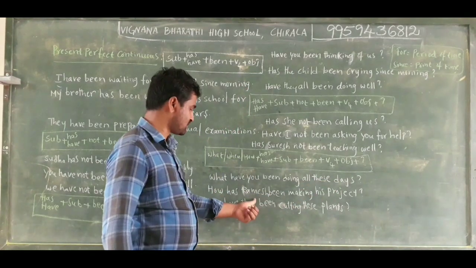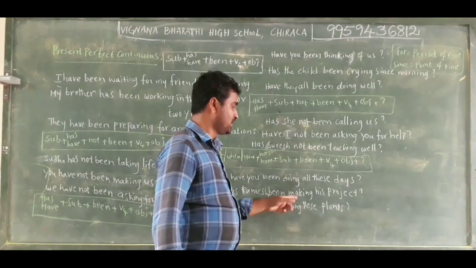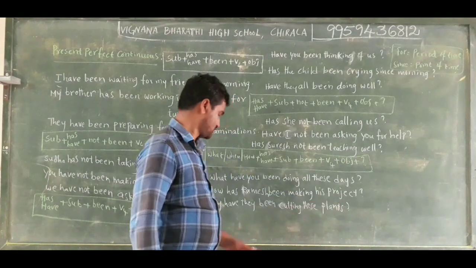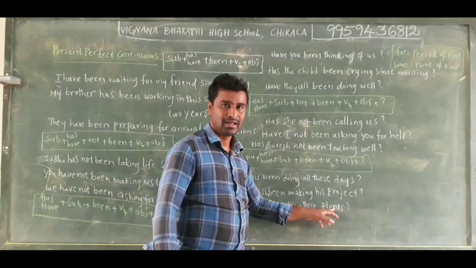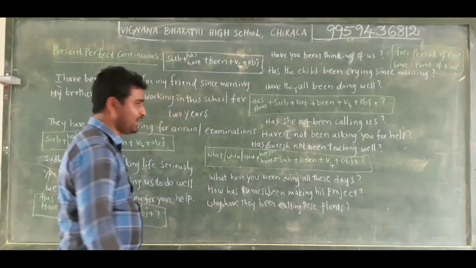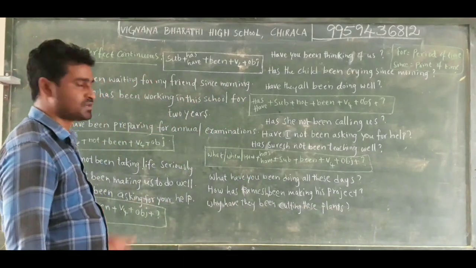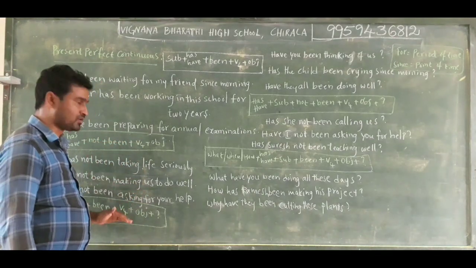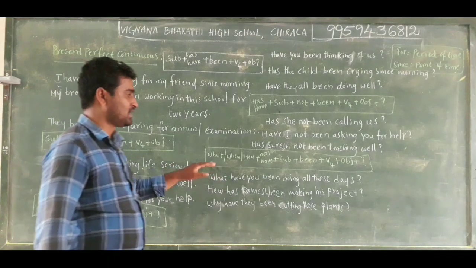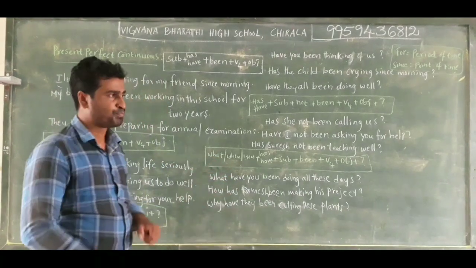How has Ramesh been making his project? Why have they been cutting these plants? So in this way we make structures of positive statement, negative statement, yes or no type question positive, yes or no type question negative, as well as double H word questions.